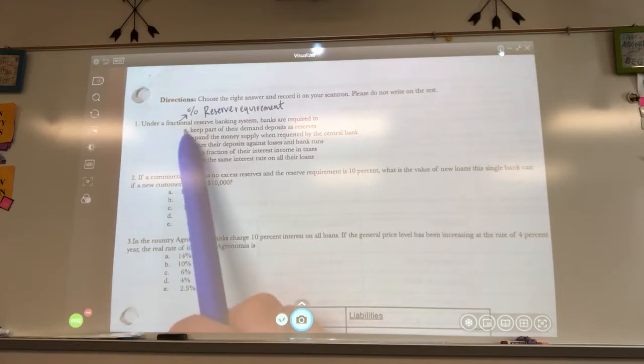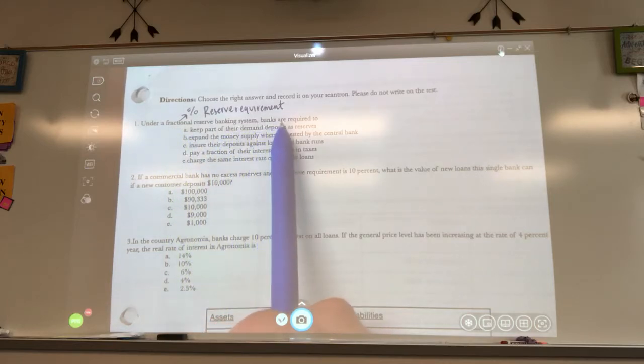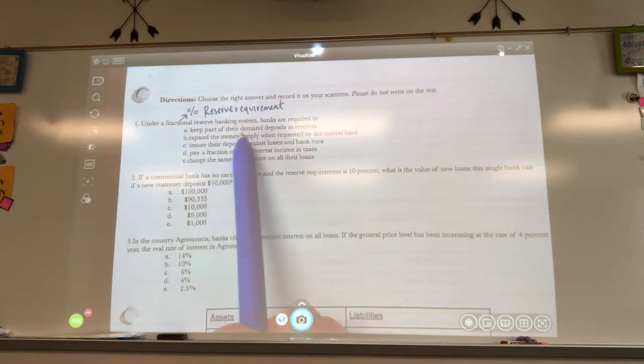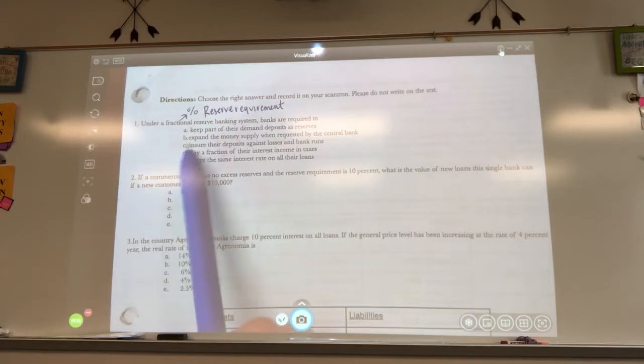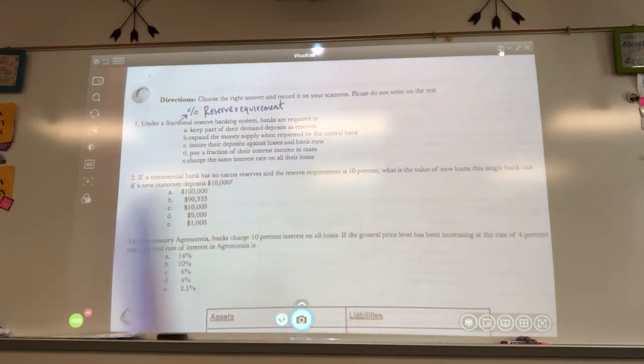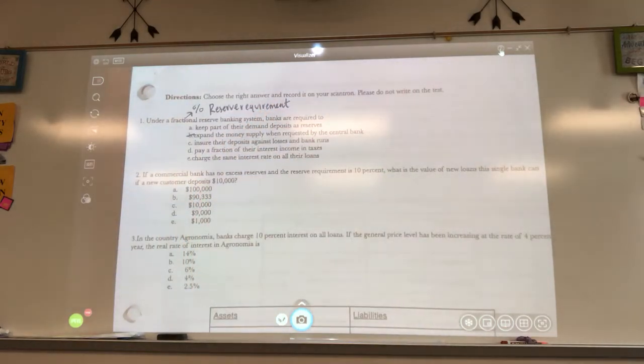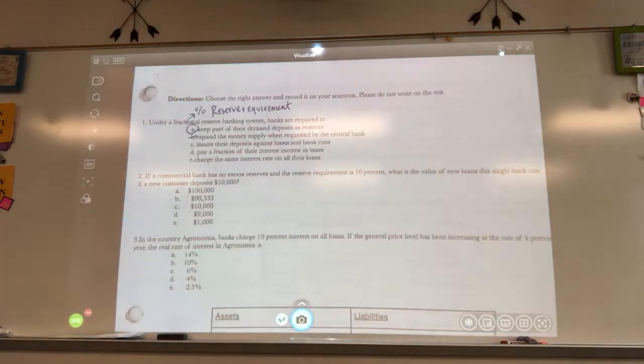Okay, so under the fractional reserve banking system, banks are required to keep part of their demand deposits as reserves. Expand the money supply with the request by the central bank. Okay, so some people are shaking no. Ensure the deposits against loss and bank runs. Pay a fraction of the interest in taxes. Charge the same interest rate on all their loans. Okay, so what's the answer? A is the answer. Y'all just weren't sure of yourself, so I had to read them all.